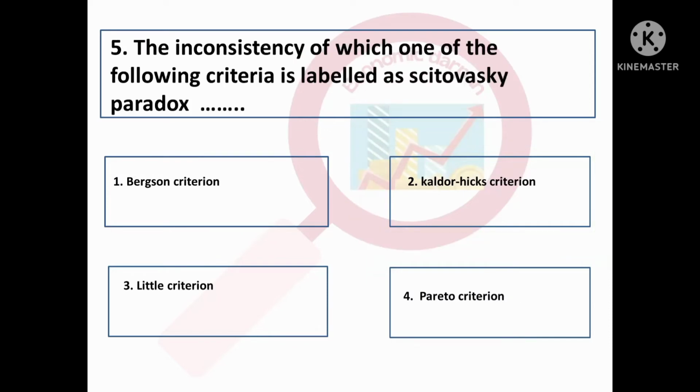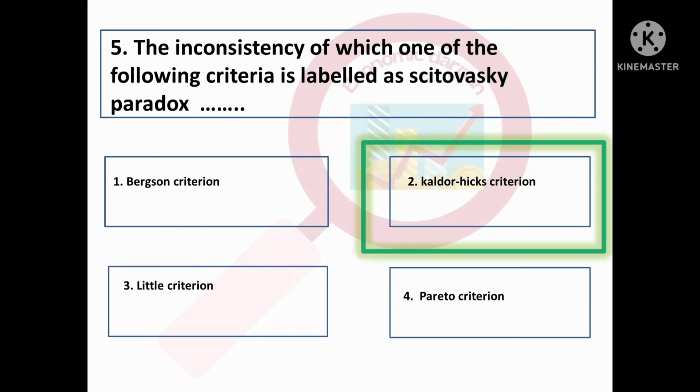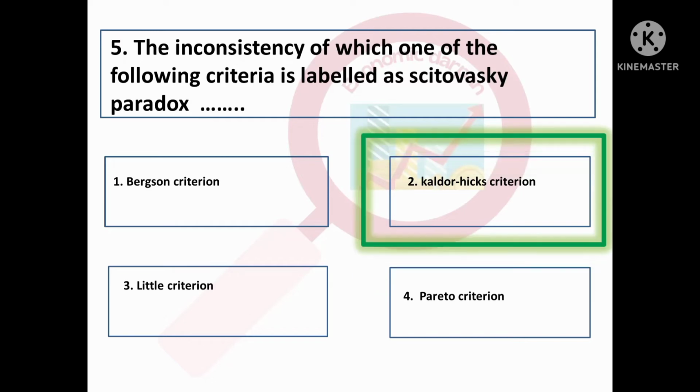Question number 5 is, the inconsistency of which one of the following criteria is labeled as Scitovsky paradox? Option 1 is Bergson criteria. Option 2 is Kaldor-Hicks criteria. Option 3 is Little criteria. And option 4 is Pareto criterion. So the inconsistency labeled as Scitovsky paradox is of the Kaldor-Hicks criterion.